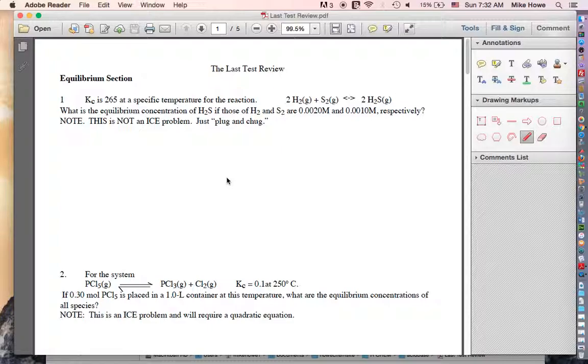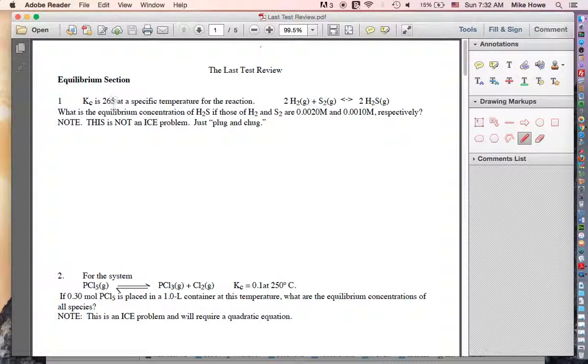So this morning I thought I'd go through the beginning at least of this test review. So here we go. If you take a look at the first problem, you can see that it tells us the equilibrium constant is 265 for this reaction. Then it says what is the equilibrium concentration if those of H2 and S2 are 0.002 and 0.001.